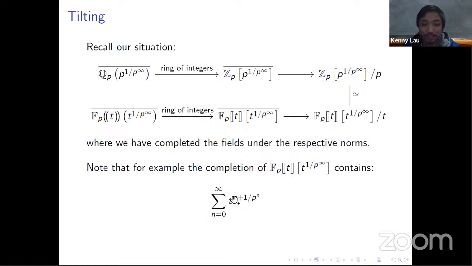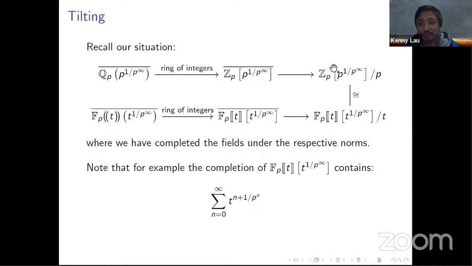So this t to the exponents converges to 0. So the sum should exist if the field is complete, right? So this completion is not trivial. And right, so one question is, okay, we have an extension of this QP thing.